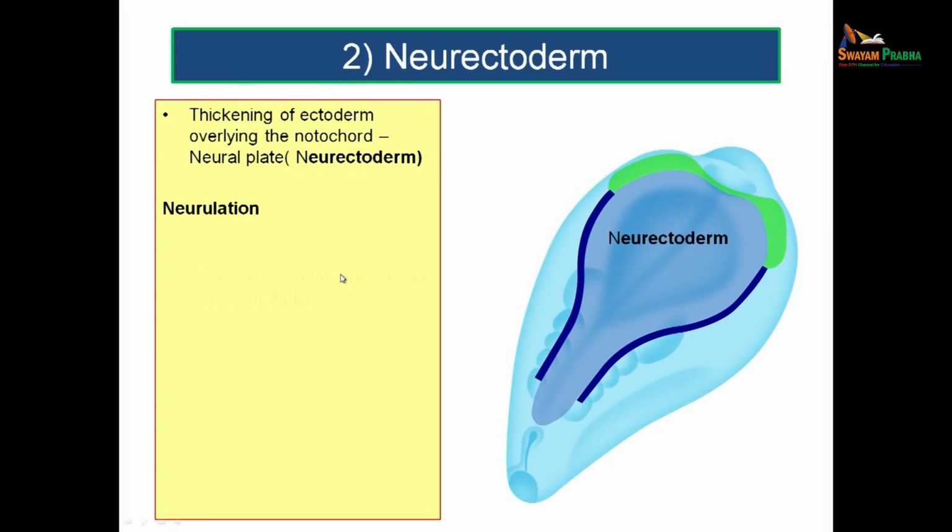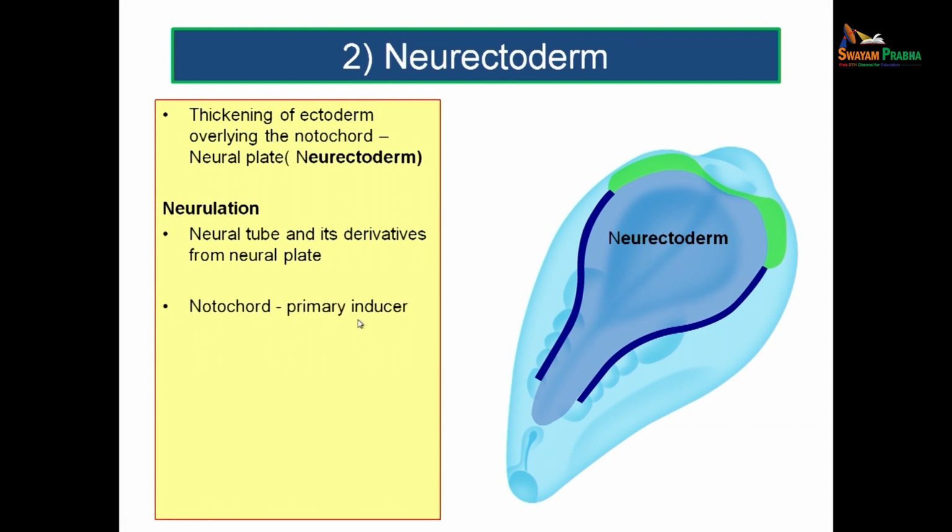Now have you heard about the term neurulation? What do you mean by neurulation? Neurulation is the process of formation of the neural tube and its derivatives from this neurectoderm or neural plate. So the future neural tube and the derivatives are derived from this part of the ectoderm, that is neurectoderm, and this process is known as neurulation.